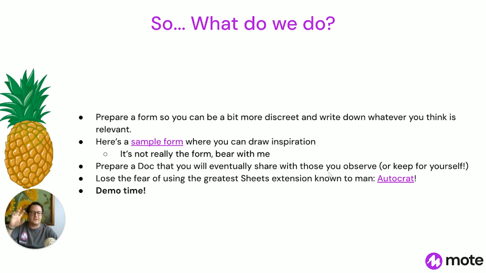The first thing you have to do is have a form where you can be discreet when you're going in and observing. In this case, I made the form in Google Forms, which is really nice and easy for me. That way you can fill out the form very discreetly. If you don't want to whip out your phone or a tablet, you can write stuff down and then just pass it over onto the form.